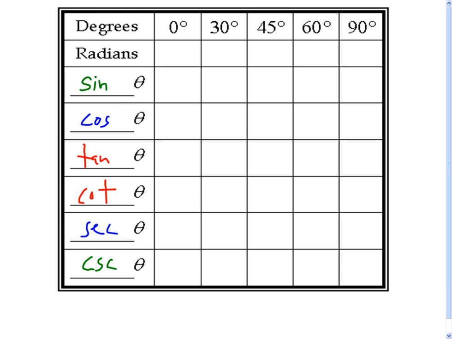We know halfway around the circle is 180 degrees, and it's also pi radians. So 0 degrees would also be 0 radians. 30 degrees, 30 goes into 180 6 times, so we'll get pi over 6 there. 45 goes into 180 4 times, so we'll get pi over 4 radians for that angle measurement. 60 goes into 180 3 times, and finally 90 goes into 180 twice. So 1/4 rotation is 90 degrees, or pi over 2 radians.